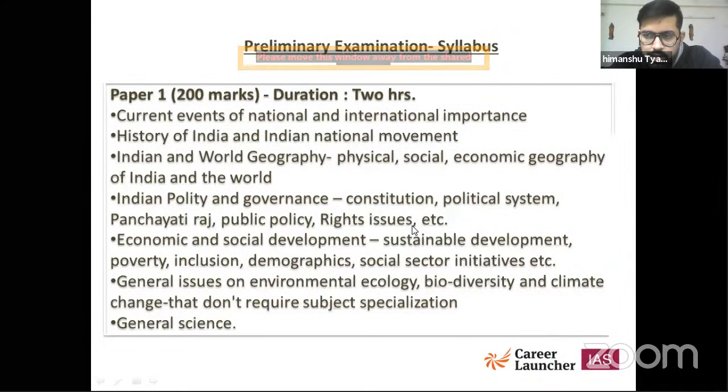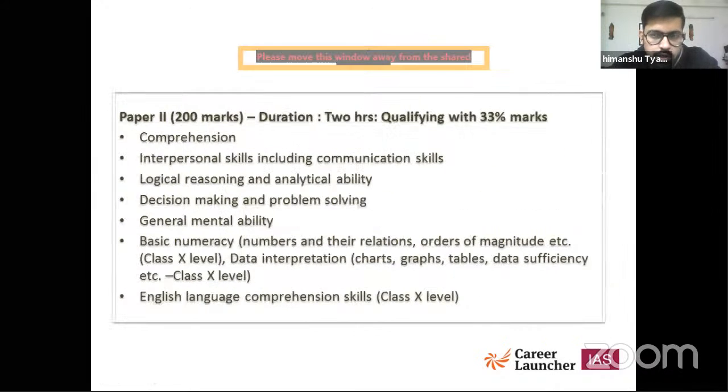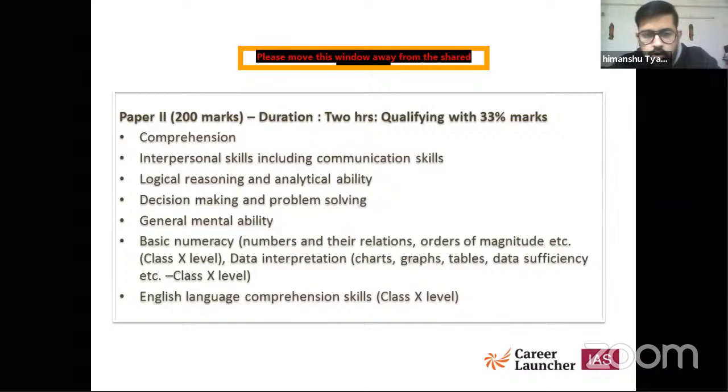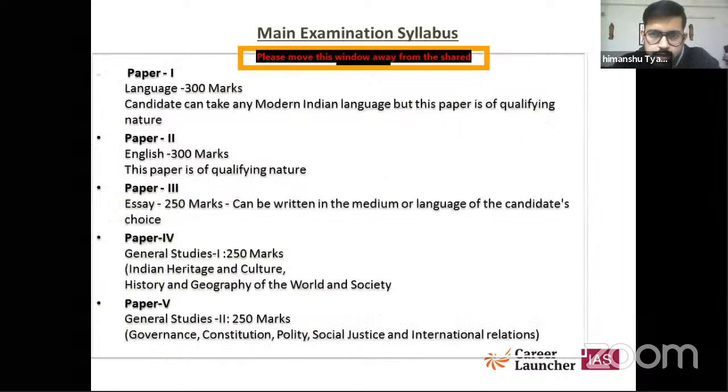Okay, this is a little brief about the syllabus. So your general studies consist of history, geography, polity, economics, science and technology, ecology, environment, current affairs, all these things. Your paper 2, which is CSAT, civil services aptitude test, consists of decision making, logical reasoning, reading comprehension, mathematics up till 10th standard. So all general mental ability, all these parts.